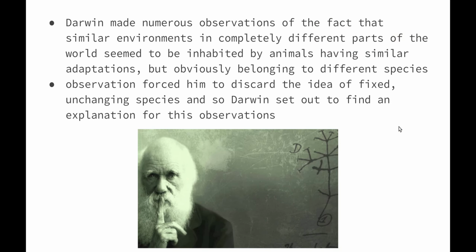So Darwin made numerous observations, including these examples of the fact that similar environments in completely different parts of the world seem to be inhabited by animals having similar adaptations, but obviously belonging to different species.